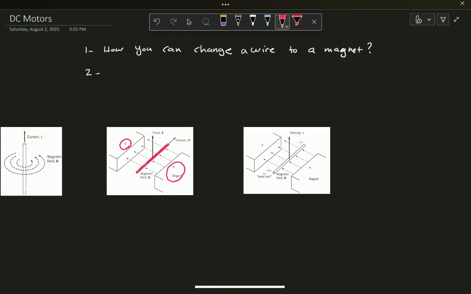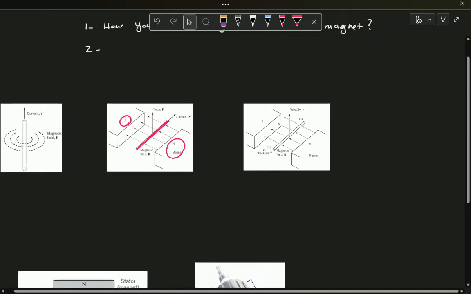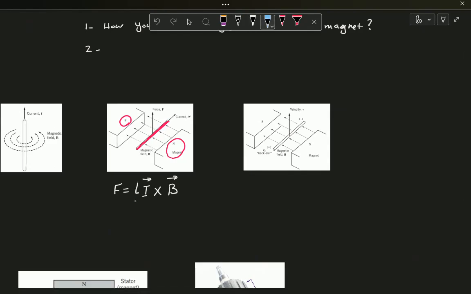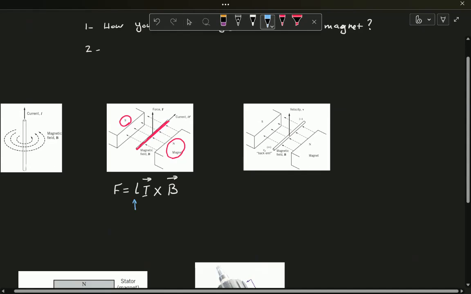Okay? So for knowing the direction and magnitude of that force, you can use this formula. The force is basically L, which is the length of the wire in that magnetic field, multiplied by I, which is the current, cross magnetic field. You guys notice that I and B are vectors. Okay? So again, the length of the wire in the magnetic field, the current that passes through the wire, and the magnetic field vector.